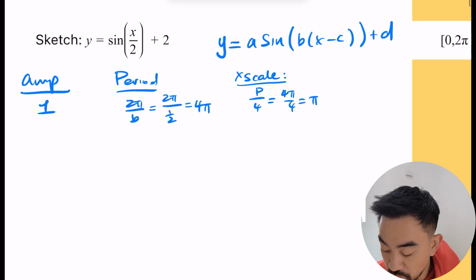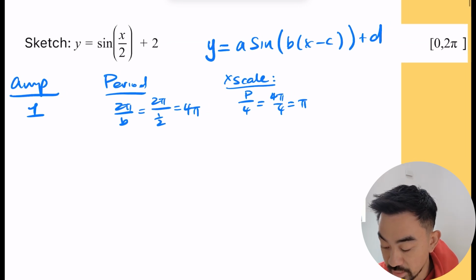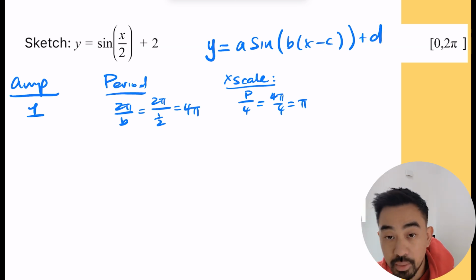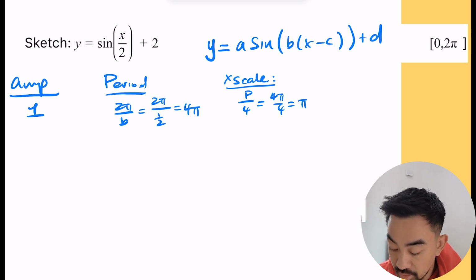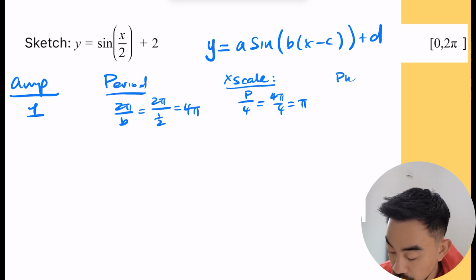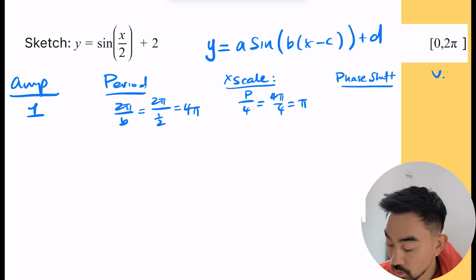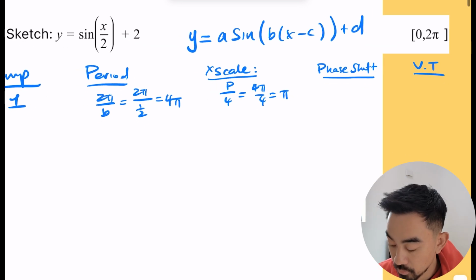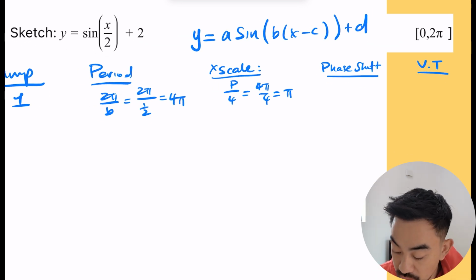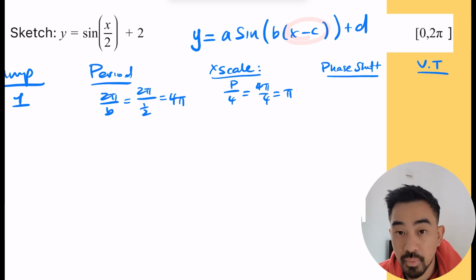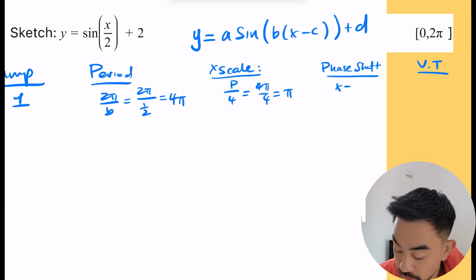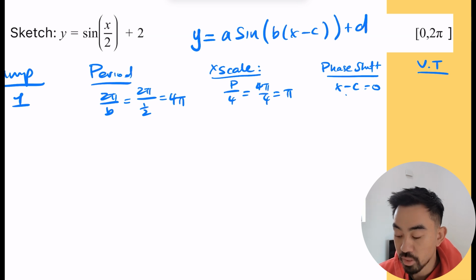Okay, now so far we've only had these 3 things. We haven't dealt with the letters c and d yet, and we haven't done that because they haven't existed. In this case, let's actually do it now. The things that represent c and d are what we call the phase shift and the d here represents the vertical translation. Okay, so VT. Now the phase shift here is just this bit in brackets. Make that equal 0. So x minus c equals 0. And all that tells us is where the graph starts.